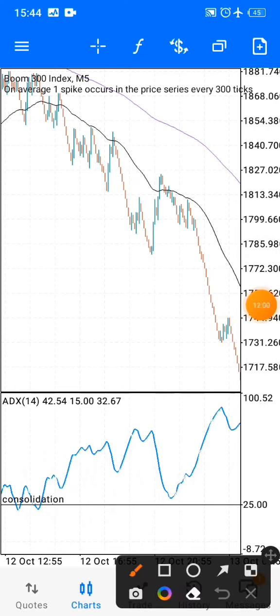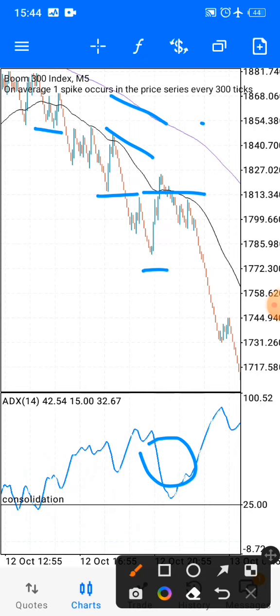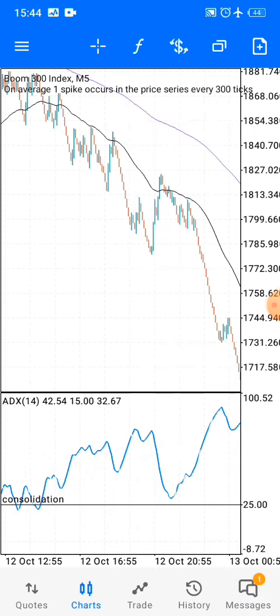So here we're breaking market structure to the downside, and here the 50-200 is in our favor, so this is a high probability trade. You enter when the market pulls back to the 50 level. Our ADX is still above the level 25. Your stop loss goes here, and as you can see, your take profit will be way below.